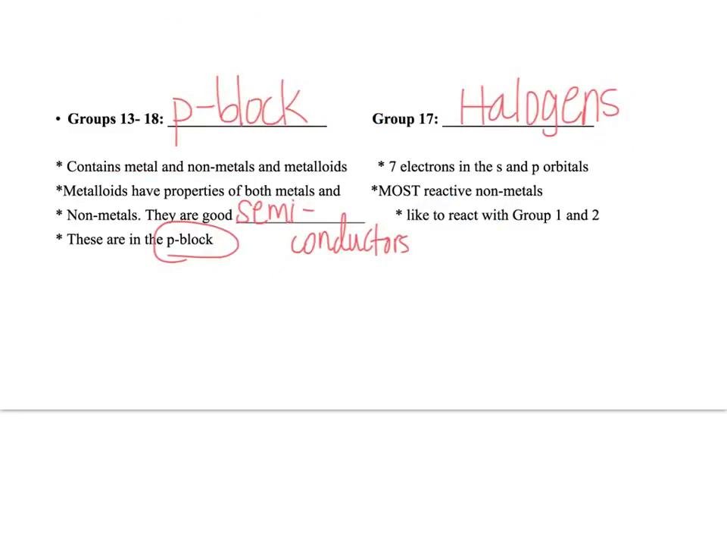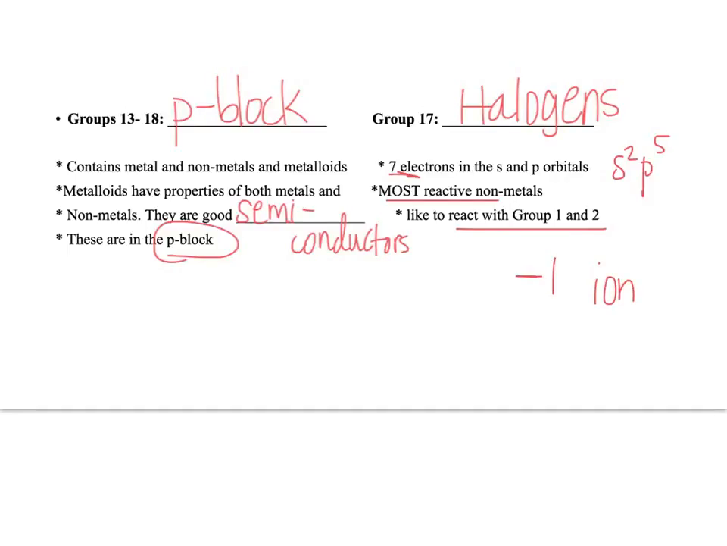Next, we have groups 13 through 18, which we know as the p block. And there's really only 2 groups in there that we give actual names to, and one of those is the halogens. They have 7 valence electrons in the outer s and p orbitals, because remember they're all going to end in s2p5. They like to react with group 1. They are the most reactive of the nonmetals, and because they only need one more electron to get to 8, they will tend to form a -1 ion when they're forming compounds.